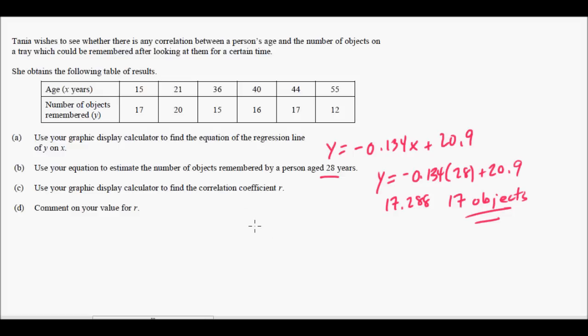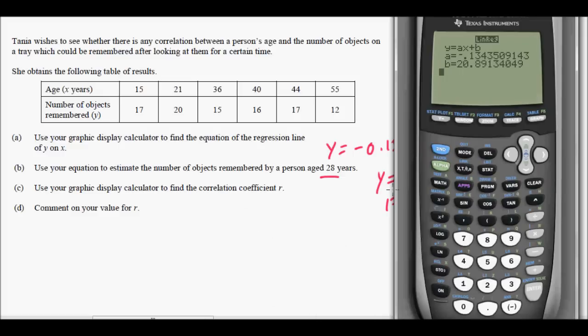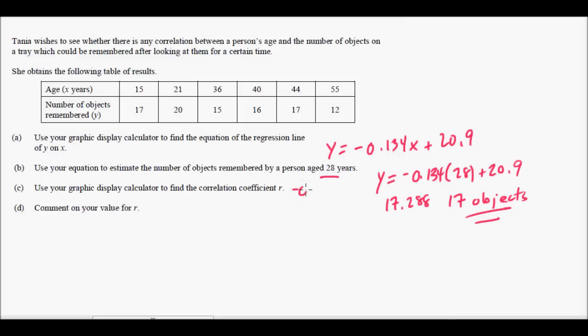Now, use your graphic display calculator to find the correlation coefficient. Okay, now when I calculated this, I can get the R to display here, and the way I do that is I go to second and I go to catalog, and if I arrow down here, I go to diagnostics, and I want to turn my diagnostics on, and that will give me the R value. So I turn my diagnostics on right here, and then I'll just go to stat, calc for linear regression, and same thing here. And now we have our R value. It's going to be negative 0.756.